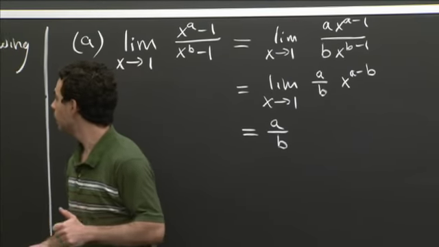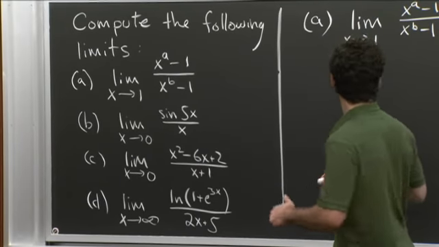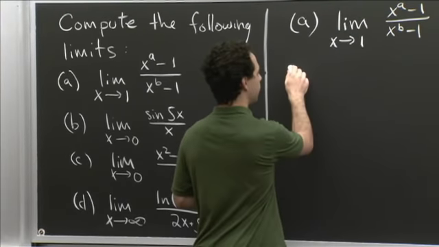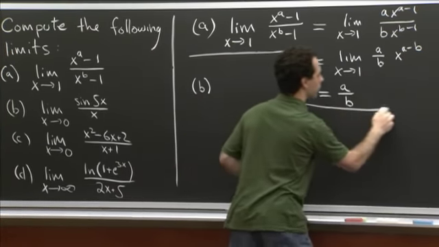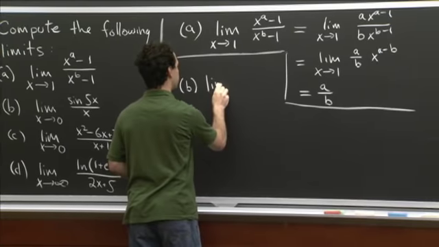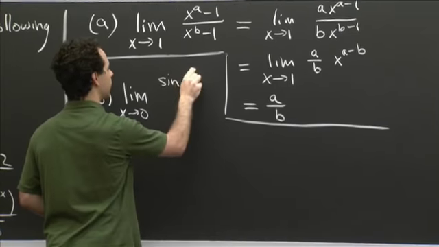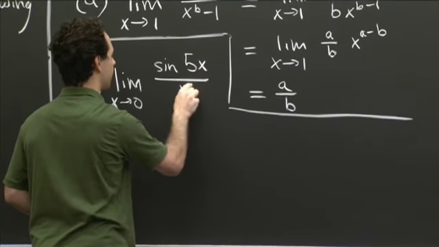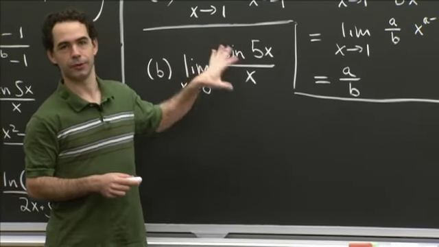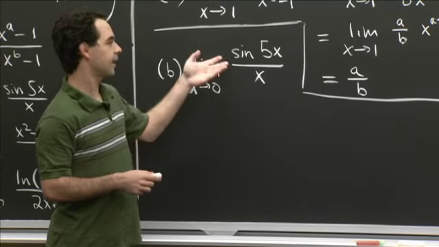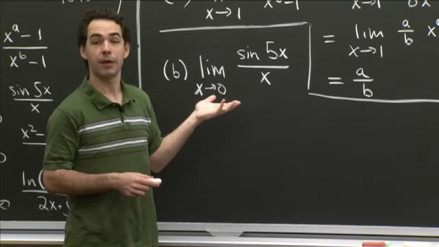Let's go look at part B. Part B asked us for the limit as x goes to 0 of sine 5x over x. Again, there's a question of, do we know what this limit is already? The answer is maybe we do and maybe we don't, but suppose we don't. In that case, can we apply L'Hopital's rule?